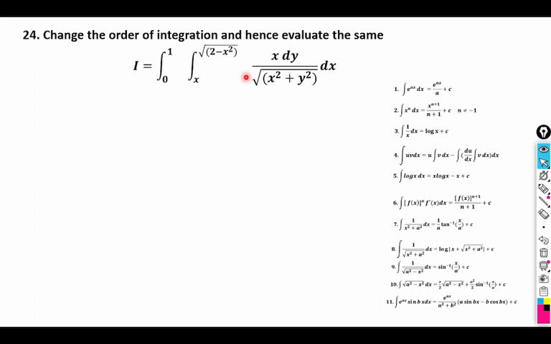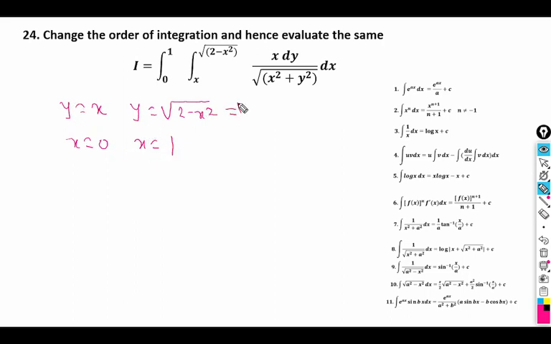Now let me see what that curve is and how to draw it. First thing, the boundaries are y equal to x, y equal to root of 2 minus x square, x equal to 0, and x equal to 1. These three curves you can easily draw.